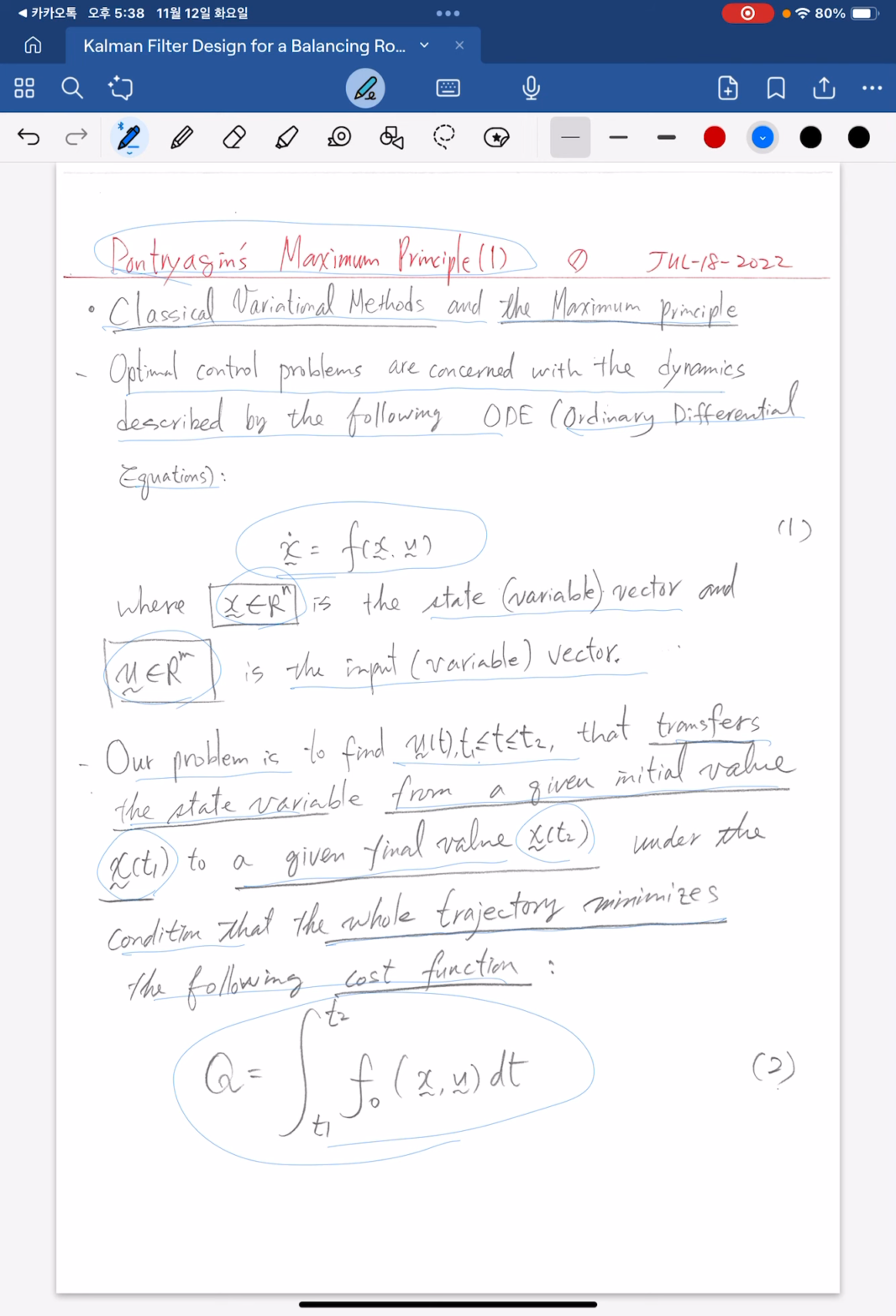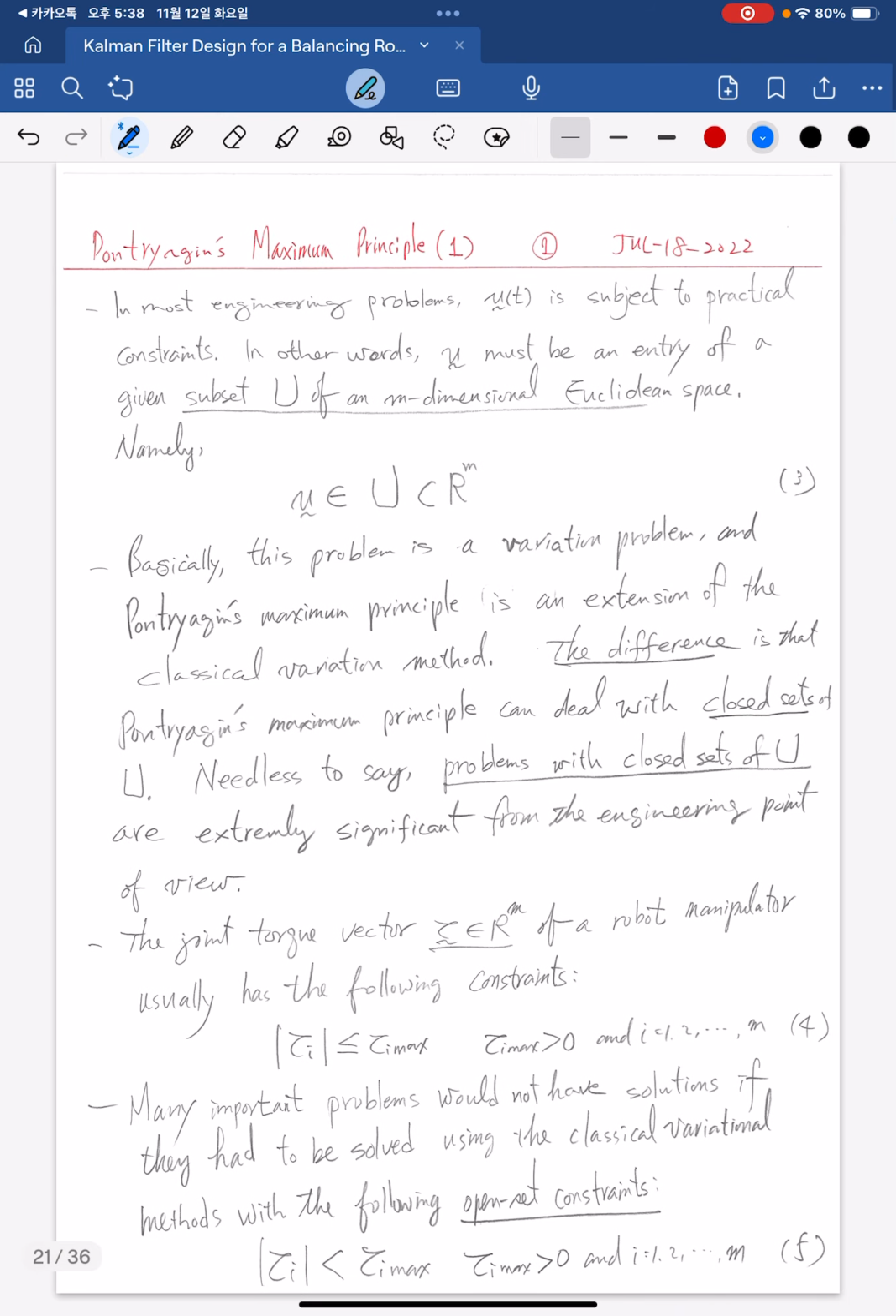이 cost function이에요. In most engineering problems, u(t) is subject to practical constraints. In other words, u must be an element of a given subset U, large U, of an m-dimensional Euclidean space, namely u is a subset of large U in m vector space.